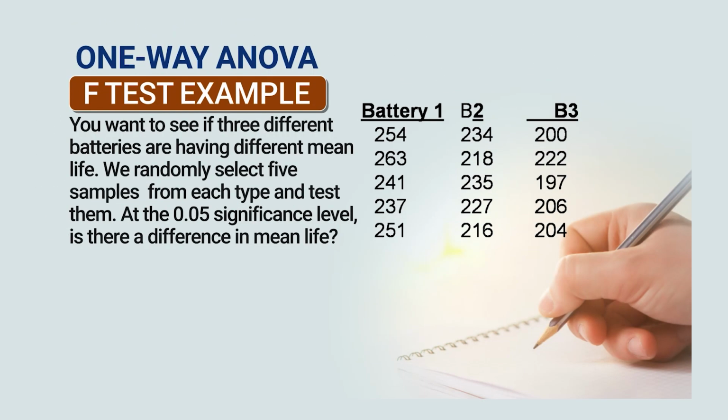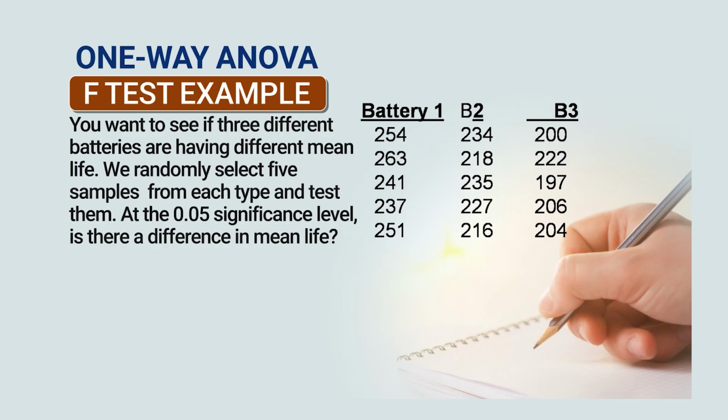Now let's see how to do the analysis part. Now we have 5 batteries. Let's look at the total variation. The total data set consists of 5 plus 5 plus 5, that is 15 data points. If we look at the 15 data points, the data values are varying. The minimum value is 197, and the maximum value is 263. So there is a difference in the battery life, which varies from 197 to 263.